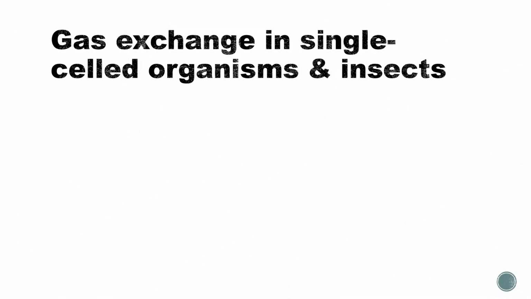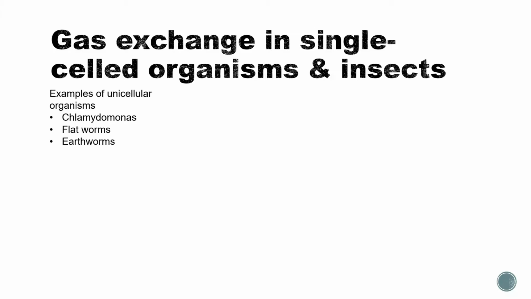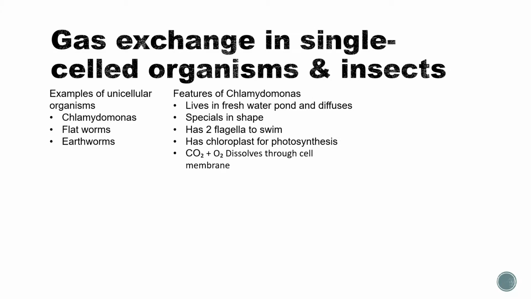Gas exchange in single-celled organisms and insects. Examples of unicellular organisms include the flatworm and the earthworm. Features of the single-celled organism are that they live in a freshwater pond and diffuse. They have a special shape and two flagella to swim. They have chloroplasts for photosynthesis, and carbon dioxide and oxygen dissolve through the cell membrane, so they don't need blood systems.